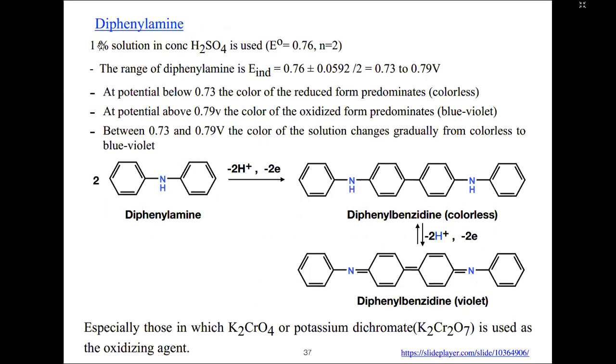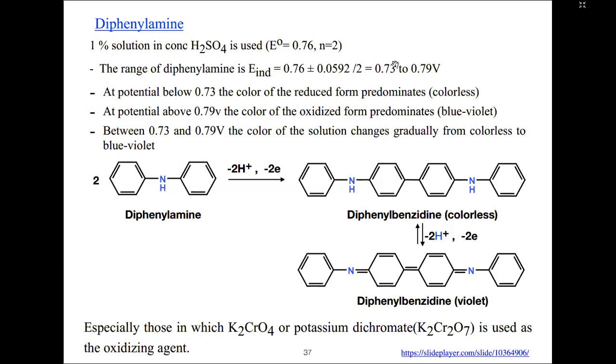Now let's look into this. For diphenylamine, when we are working in 1% concentrated sulfuric acid, the E naught value is 0.76 volt. The unit is missed, however, it is volt. And the number of electrons involved, N, is equal to 2. If you substitute this value in the Nernst equation, you get 0.76 plus minus this divided by 2, and the range is this. This is the range where diphenylamine will work.